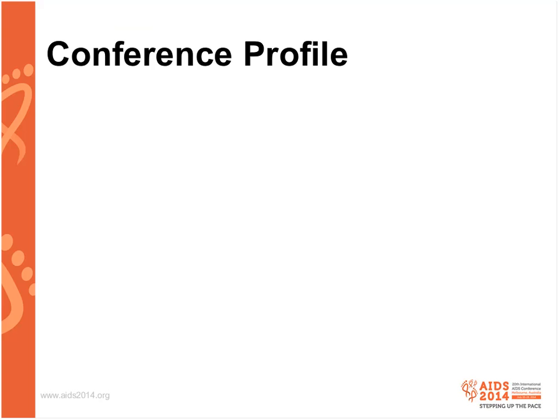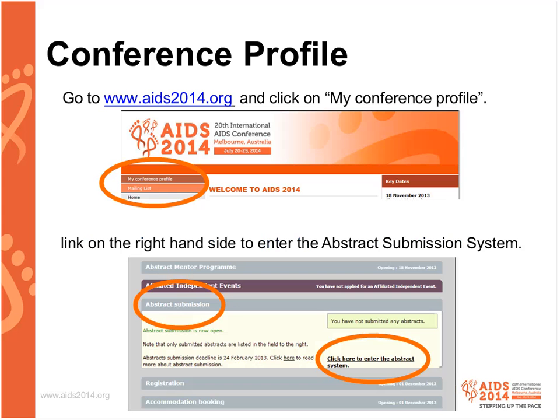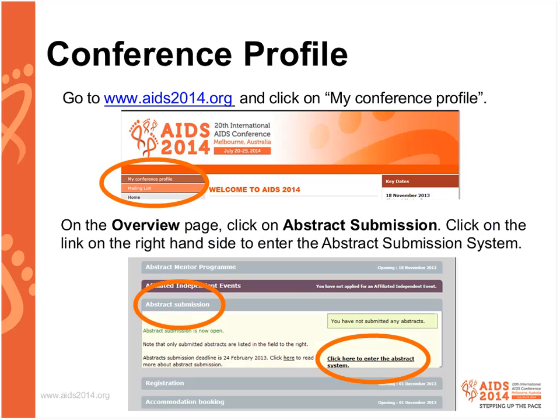Abstracts can only be submitted through the conference profile on the website. So you can see here the little link that guides you to it. If you already have a conference profile from other conferences, you can use that one, or you will have to create a new one. On the overview page, you need to click on abstract submission, and then you have the little link on the right-hand side to the abstract submission system. Again, submissions by fax, post, or email will not be considered.